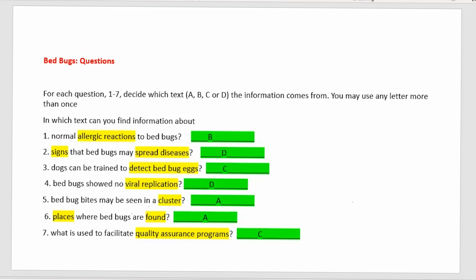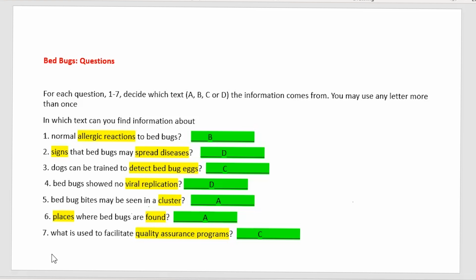Next, question number 6. Places where bedbugs are found. Where have the places been mentioned in the text? As you have read the text, you can go directly to text A. It is clearly mentioned the places, that is in hotels, hospitals, or homeless shelters. So the answer is A.